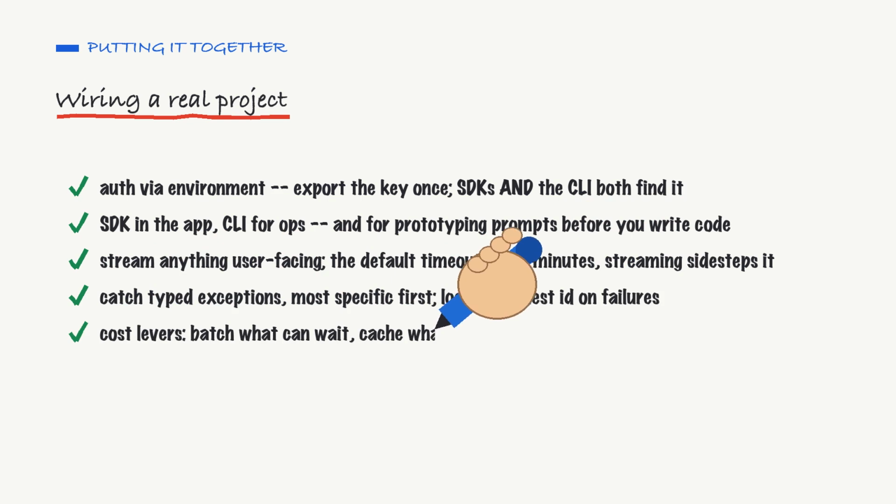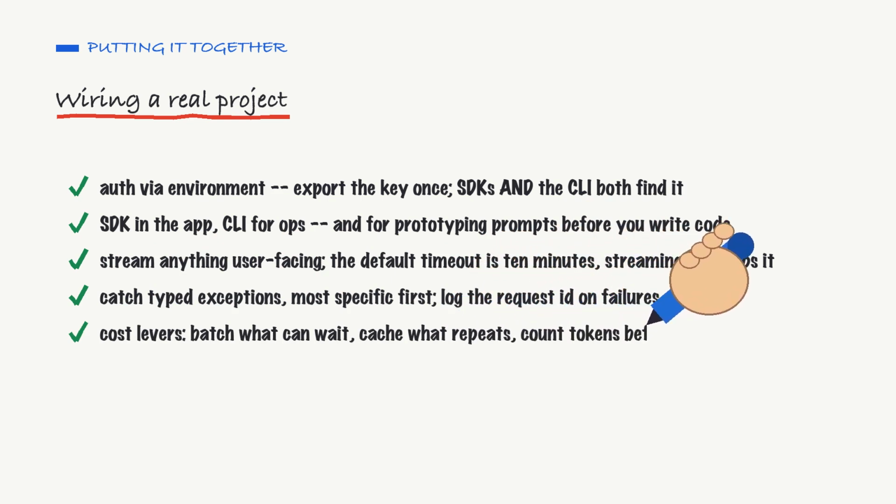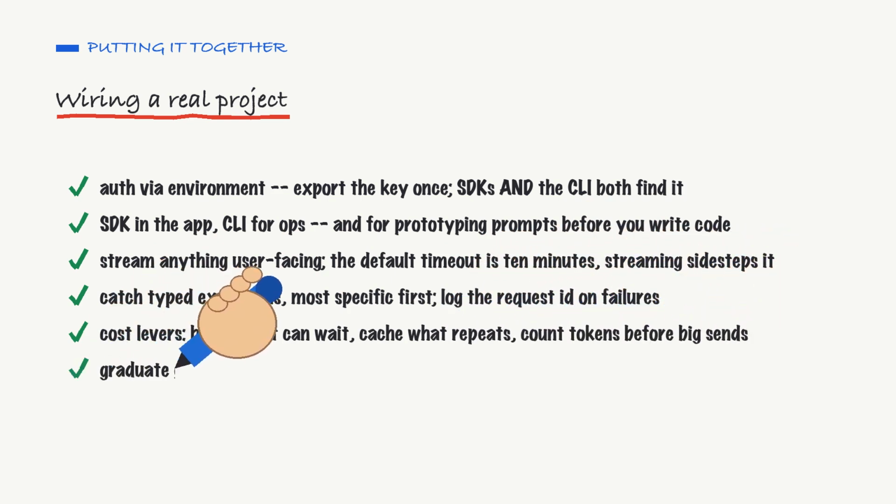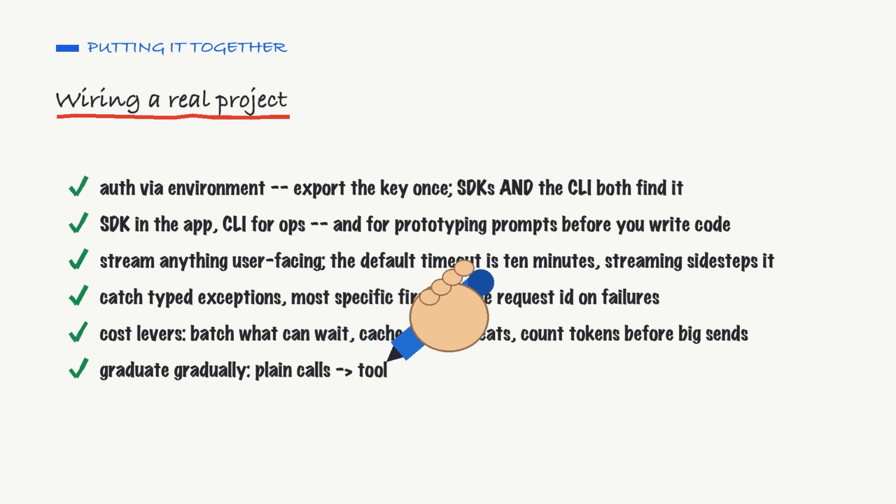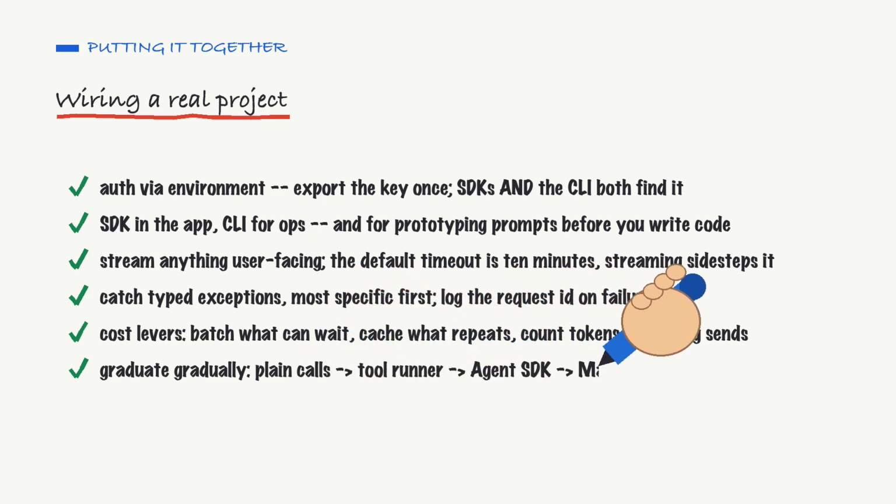Pull the cost levers. Batch what can wait, cache what repeats, count tokens before the big sends. And graduate gradually. Start with plain calls, add the tool runner when the model needs your tools, move to the agent SDK when you need the full harness, and to managed agents when you want it hosted. Don't start at the top.